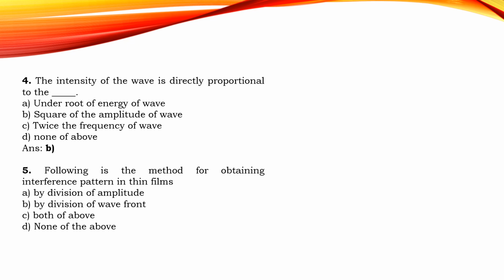Next is following is the method for obtaining interference pattern in the thin film. And the options are by division of amplitude, by division of wavefront, both of the above, none of the above. And the right answer is both of the above.